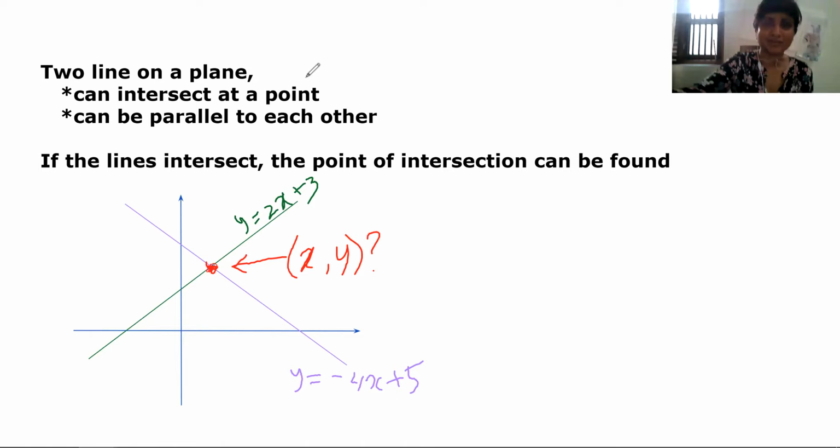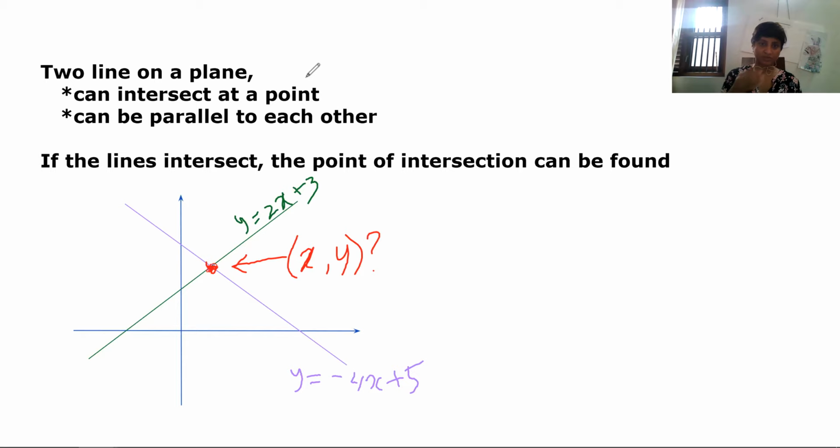First, think about this. Now, the green equation, y equals 2x plus 3, is giving me how the coordinates of the points on the green line must be. It gives me the relationship between the x and the y coordinates of the points on the green line. The purple equation is telling me the relationship that must be held between the x and the y coordinates of all the points on the purple line.